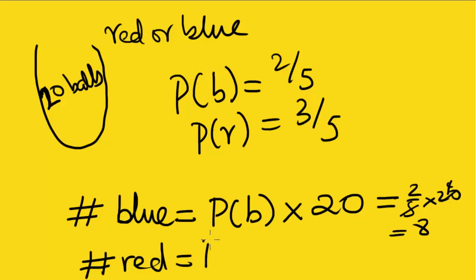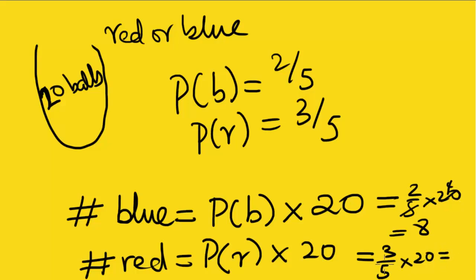But again, you can also say probability of picking a red ball times the total number of balls gives you the number of red balls, which is 3/5 times 20. 5 here, 4 times 3 is 12. So these are the kind of things you need to be able to understand to solve this kind of question.